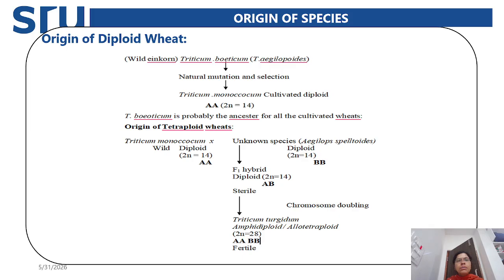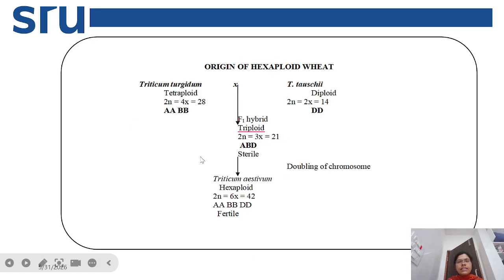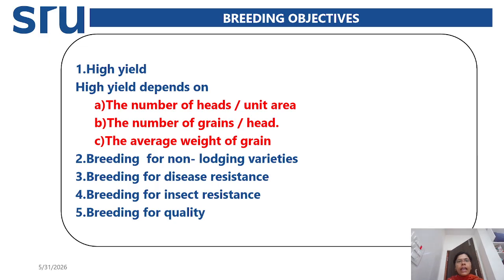How the diploid wheat was obtained, and how the tetraploid species was obtained. And next is how the hexaploid species was obtained. And next, coming to the breeding objectives. Here, in each and every crop, yield is the most important breeding objective.